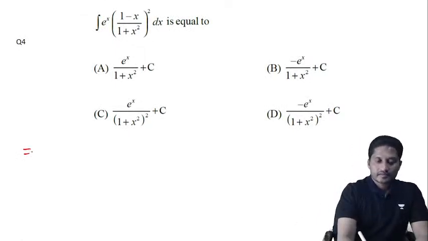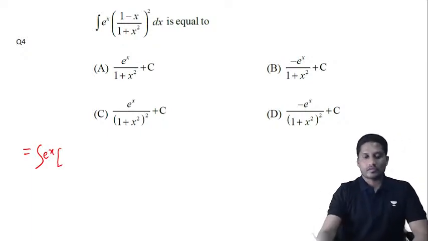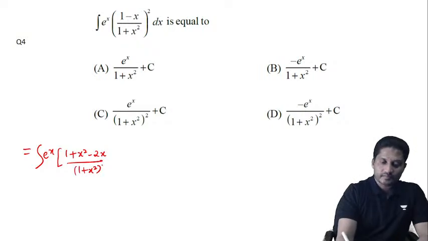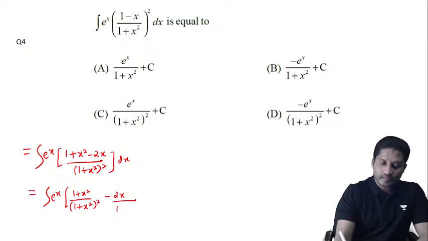E power x into a bracket, use a minus b the whole square in the numerator. This is a square plus b square minus 2ab, that is minus 2x, whole divided by 1 plus x square the whole square. Now this is equal to integration of e power x. Now we'll divide: you get 1 plus x square by 1 plus x square the whole square, minus 2x divided by 1 plus x square the whole square dx.